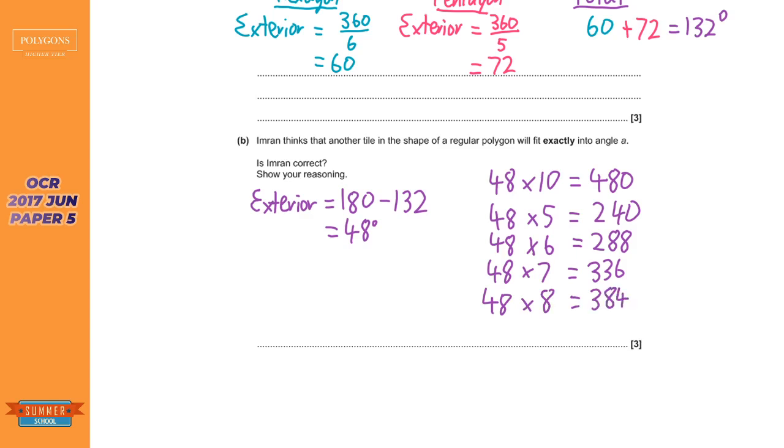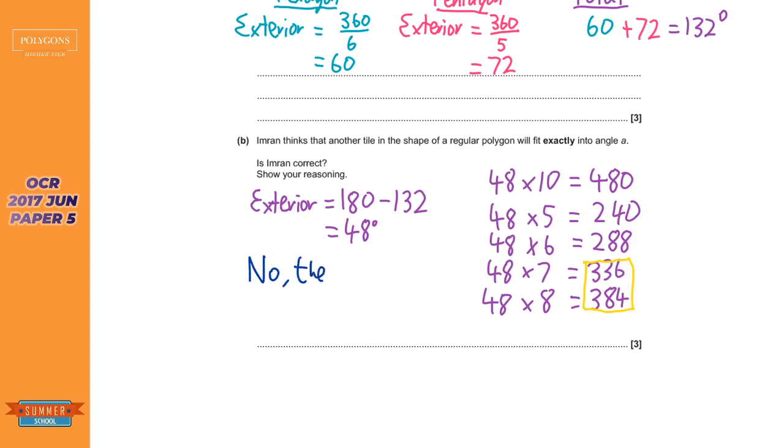So you can see that the 360 is trapped between these two. And I think it's probably going to be, looking at it, 360 is halfway between those, so it would be 48 times 7.5. Well, you can't get a polygon of 7.5 sides, so therefore the answer will be no.